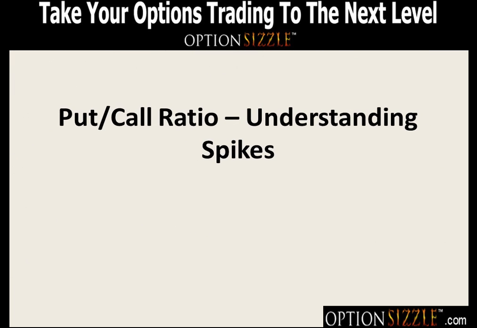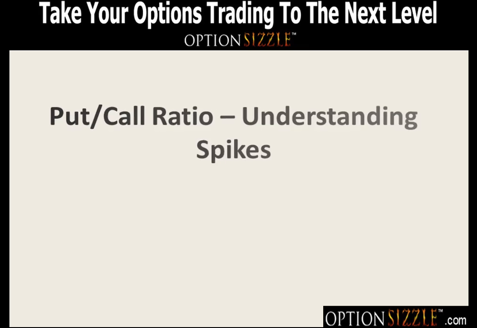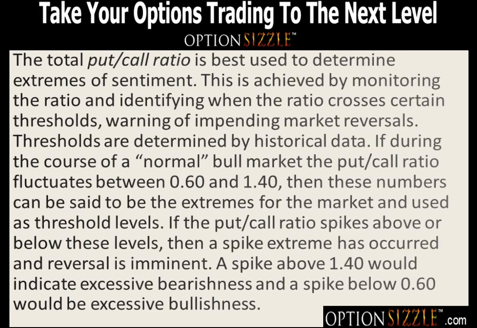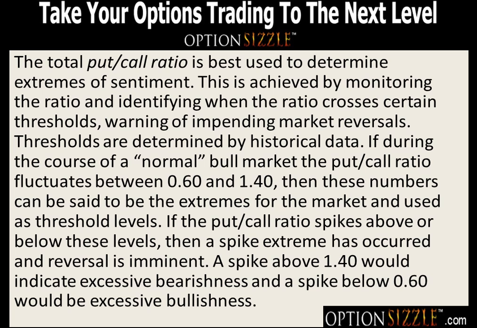Put-call ratio, understanding spikes. The total put-call ratio is best used to determine extremes of sentiment. This is achieved by monitoring the ratio and identifying when the ratio crosses certain thresholds, warning of impending market reversals. Thresholds are determined by historical data.